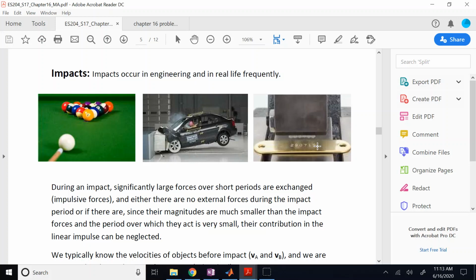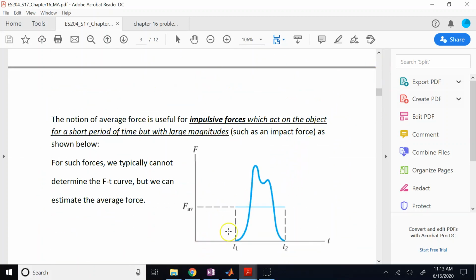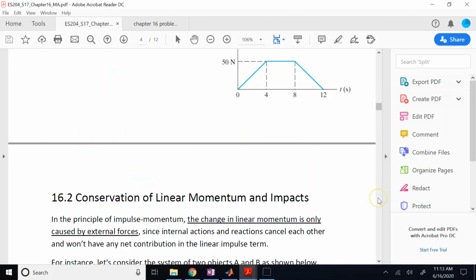Now, the main thing about impacts is these impulsive forces. This is the nature of impact: typically a very, very short period of time and a huge exchange of force. Okay, that's what happens.